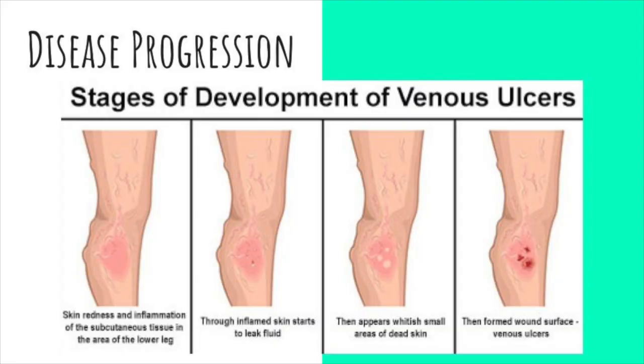In the beginning of stasis ulcers, you will notice skin redness and inflammation of the subcutaneous tissue in the area of the lower leg. Next, the inflamed skin starts to leak fluid. Then, small white or yellow areas of dead skin appear. Eventually, the progressed wound surface becomes a venous ulcer.